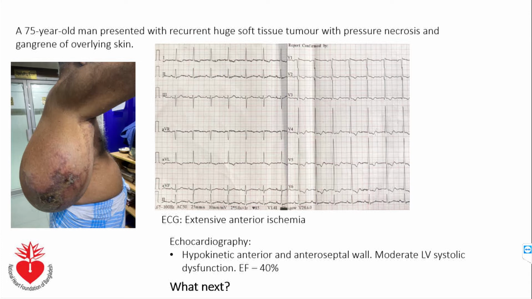ECG shows extensive anterior ischemia. Echocardiography reveals that the patient has an ejection fraction of 40%. Then what next? With this scenario, the patient has an ejection fraction of 40, and this surgery is not an emergency surgery. So we can move on to step 2.